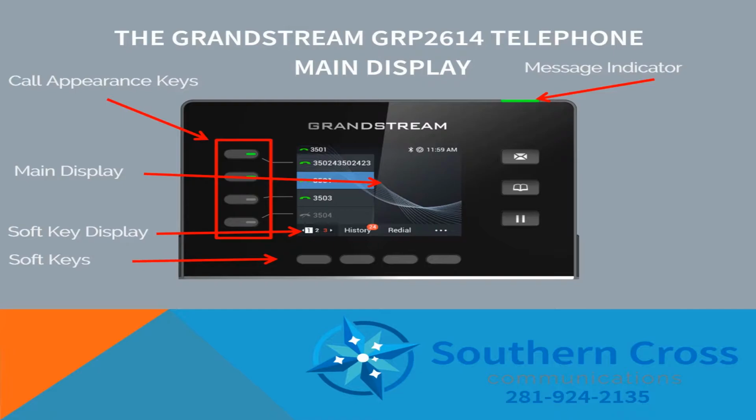To the right of the main display, there are 3 fixed feature buttons. The top one is for accessing your voice mailbox. The middle gives you access to the local phone book, sort of a speed dial setup. And the third is a hold key. Be aware that if you use this key, only you will be able to retrieve the call.